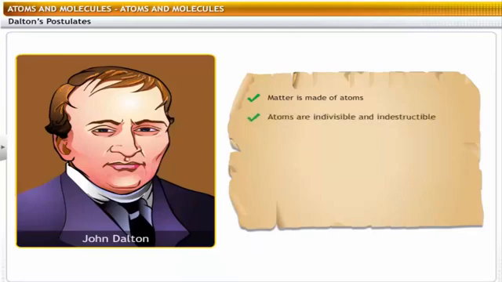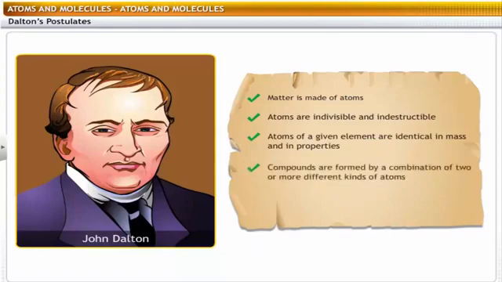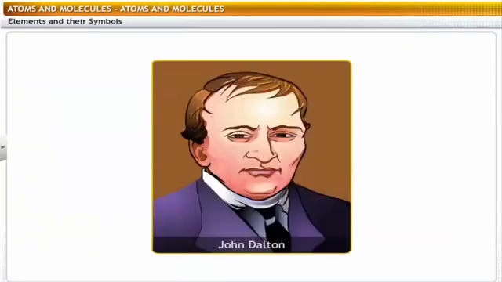Atoms are indivisible and indestructible. All atoms of a given element are identical in mass and in properties. Compounds are formed by a combination of 2 or more different kinds of atoms. And a chemical reaction is a rearrangement of atoms. Having identified some elements, Dalton proposed a scheme of notation to represent elements.